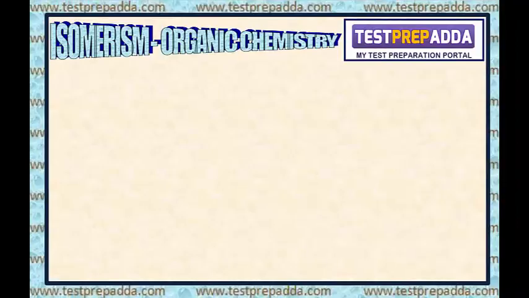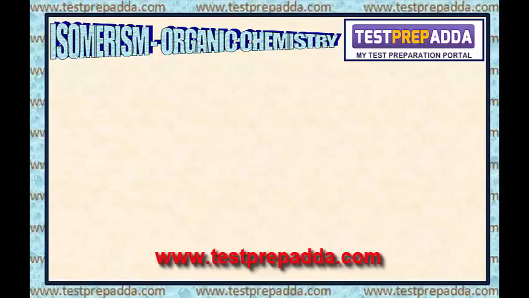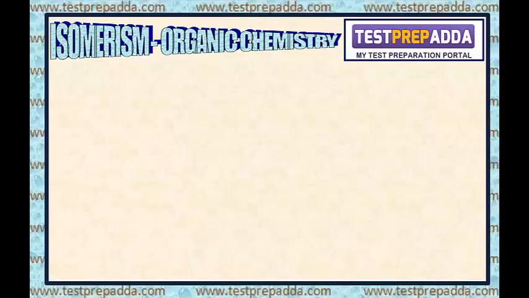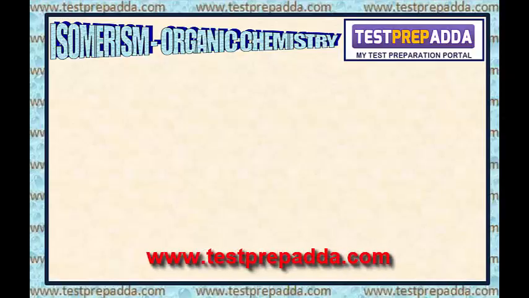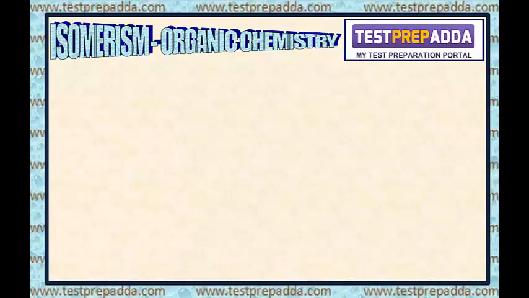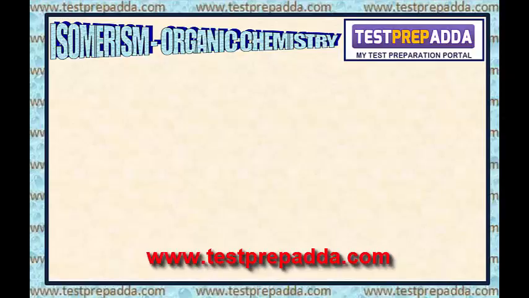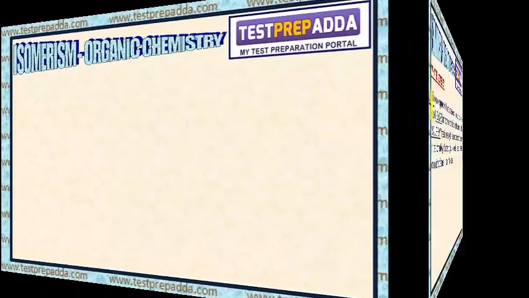Dear students, from this session, I will start another part of organic chemistry, that is isomerism. After studying this part, you will be able to write different compounds of a given molecular composition. Now, first of all, what is isomerism?